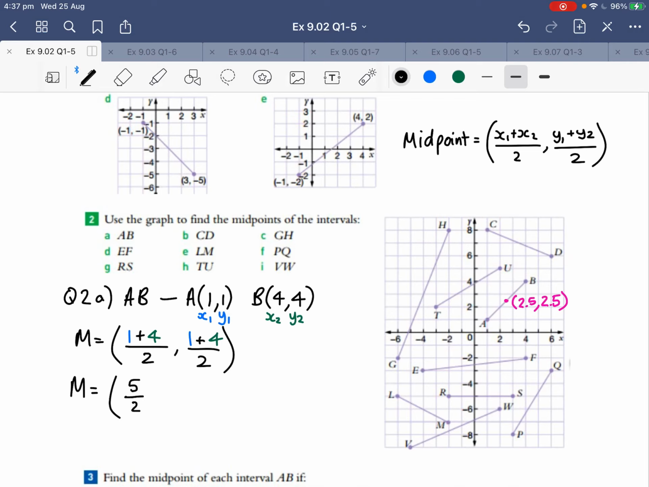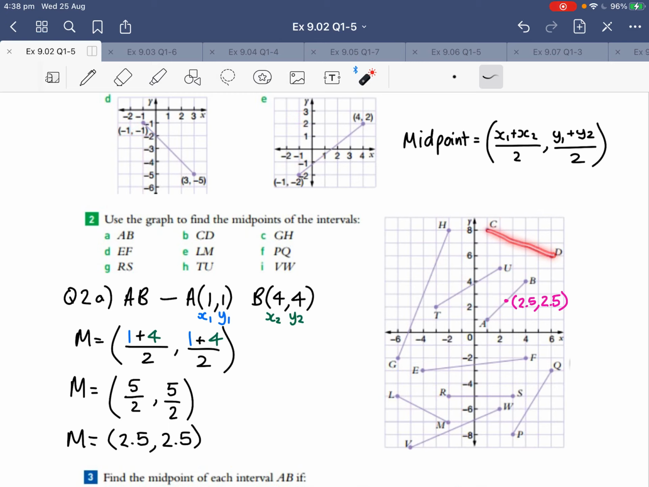Now, for our midpoint, we have 1 plus 4 is 5 over 2. And for our y-coordinate, we have 1 plus 4, which is 5 over 2. Now, we can leave this as a fraction, or we can write this as decimals as 2.5, 2.5. So when we look at a graph to find the midpoints of the intervals, and we can't see the exact point, what we do is we take the points to each end and we put that into our midpoint formula. I will do one more example.